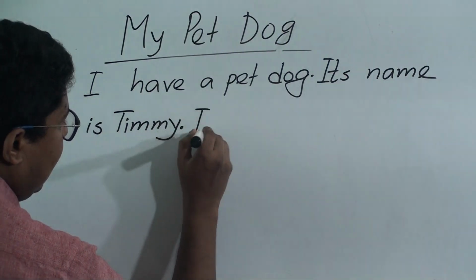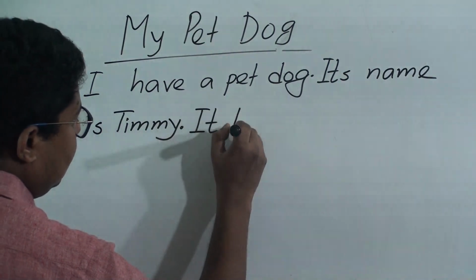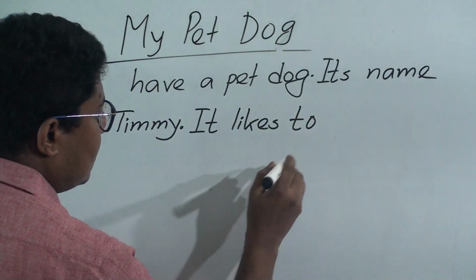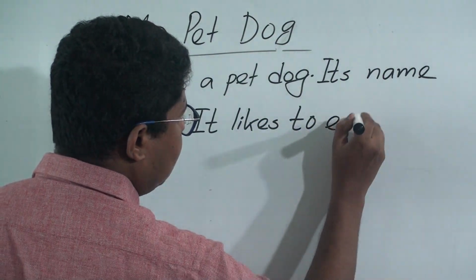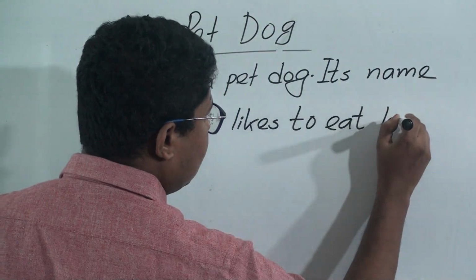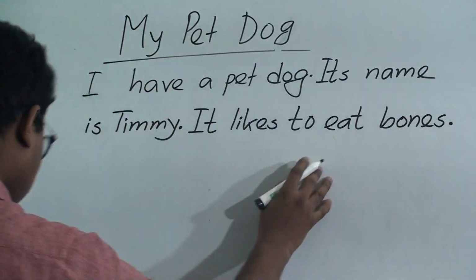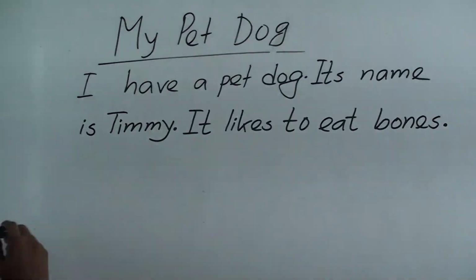It, I will be capital, first letter of a sentence. It likes to eat, E-A-T, eat bones, B-O-N-E-S. So, it likes to eat bones.